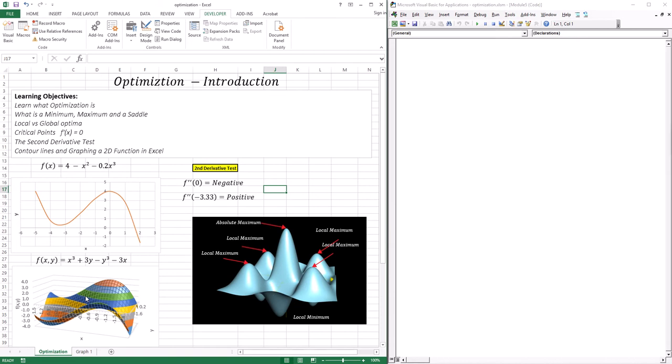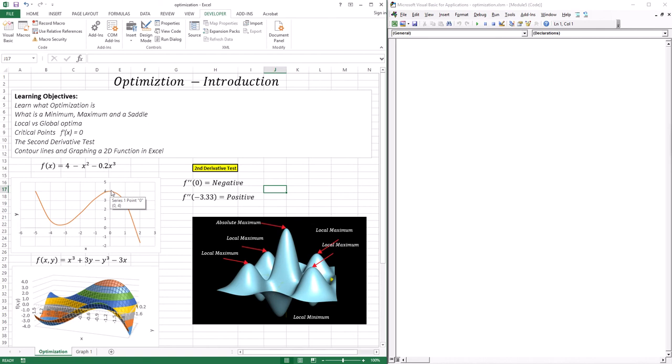Now, what is the definition of a minimum? What is the definition of a maximum? And what is a saddle? Well, a minimum is defined very, very simply. A minimum is a point in which all the points around that point are greater than it. If we look at this point, for instance, and this is a one-dimensional function, a line, we find that here is our minimum, and every point around it is greater than that point, and that is what we define as a minimum. And the same thing goes for a maximum. A maximum is a point in which all the points around it are smaller than that point.